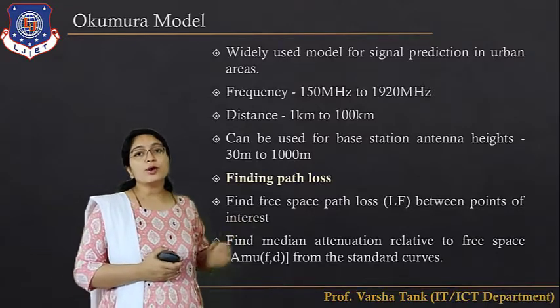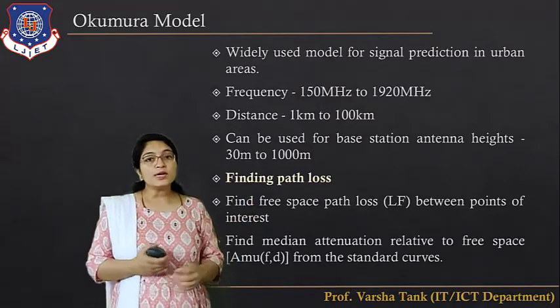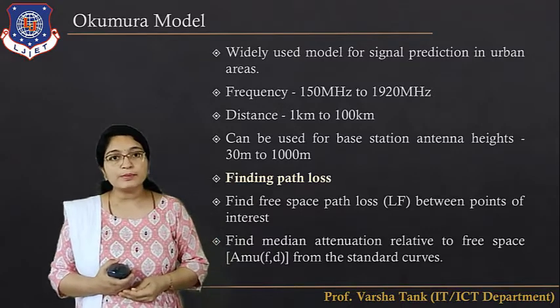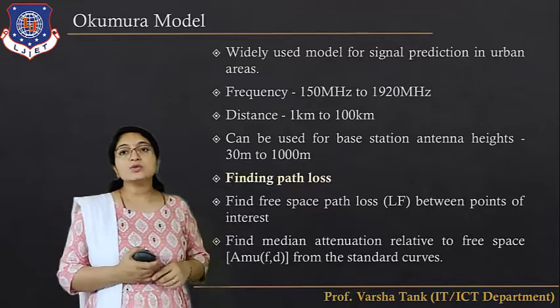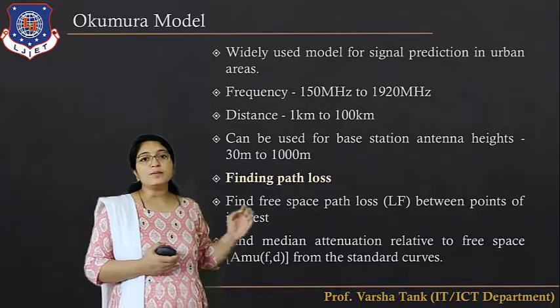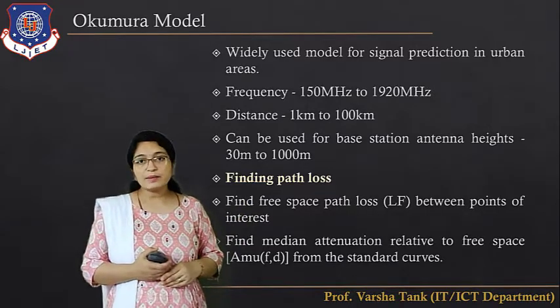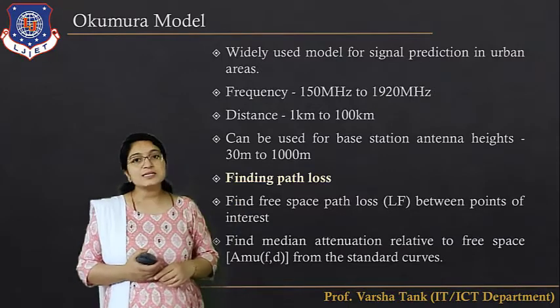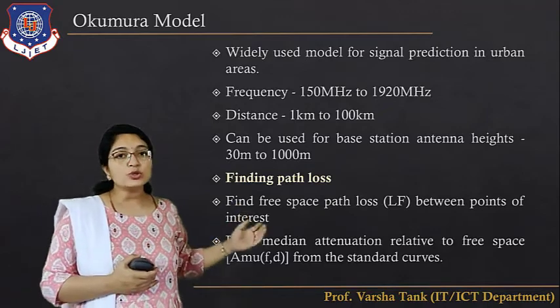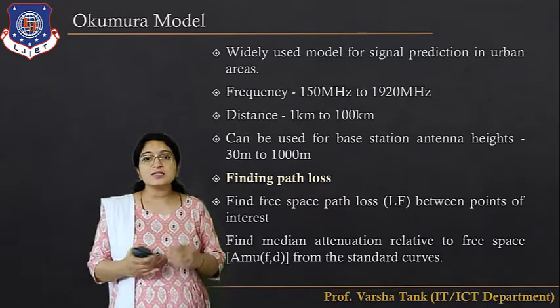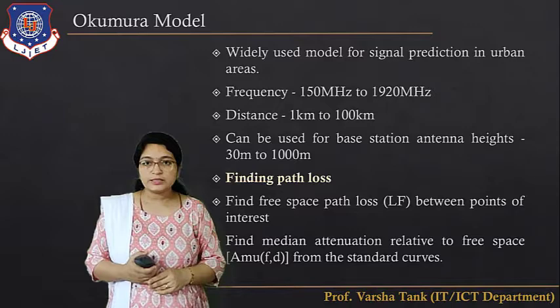Now the next one is the Okumura model. The Okumura model is a widely used model for signal prediction in urban areas. The frequency band that we use in the Okumura model is 150 MHz to 1920 MHz. The distance considered is 1 km to 100 km. It can be used for base station antenna heights of 30 meters to 1000 meters.